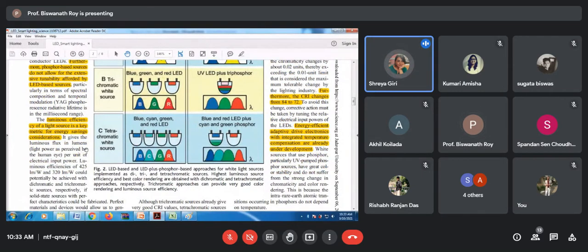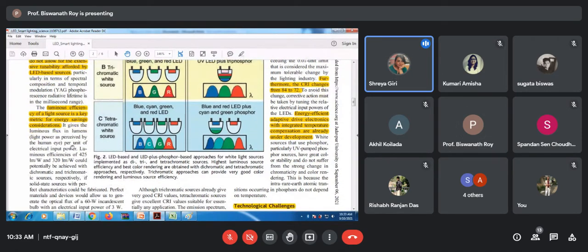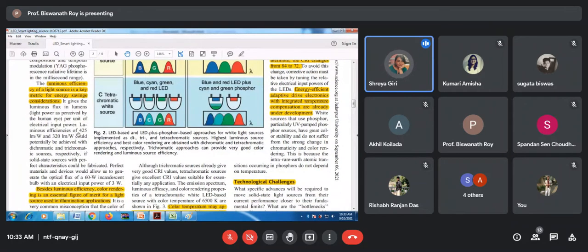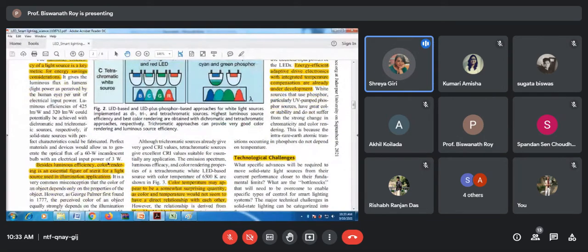Yes, please. The luminous efficiency of a light source is a key metric for energy saving considerations. It gives the luminous flux in lumens, light power as perceived by the human eye, per unit of electrical input power. Luminous efficiencies of 425 lumen per watt and 320 lumen per watt could potentially be achieved with dichromatic and trichromatic sources respectively, if solid state sources with perfect characteristics could be fabricated.